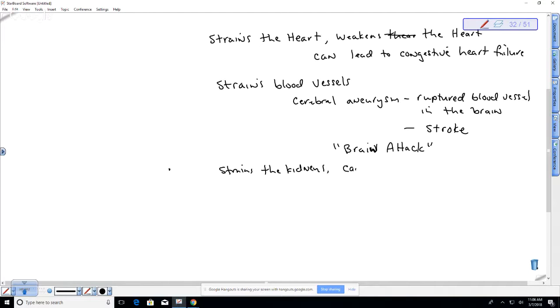So it can lead to renal failure. So, causes. Diet. What specifically in your diet can cause you to be hypertensive? Salt, right?